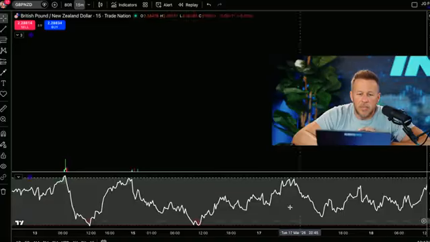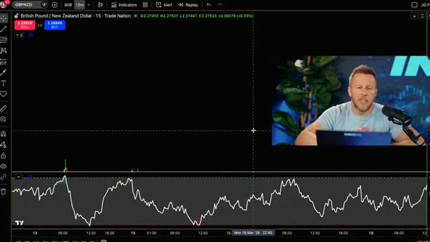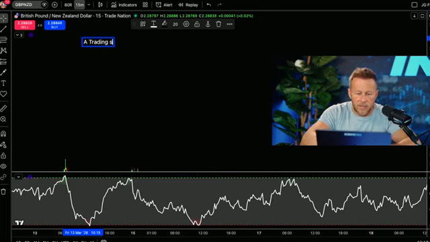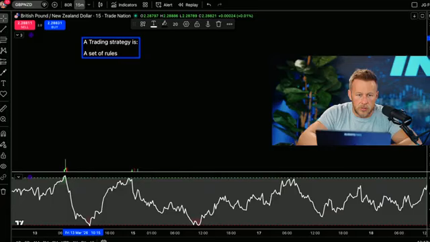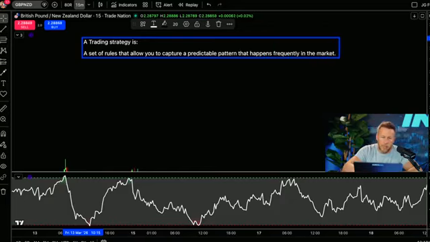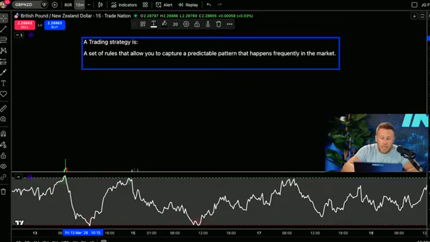Let's get stuck in. This is what a trading strategy is. A trading strategy, you're going to write this down. A trading strategy is a set of rules that allow you to capture a predictable pattern that happens frequently in the market. Okay? Now, it must be testable.